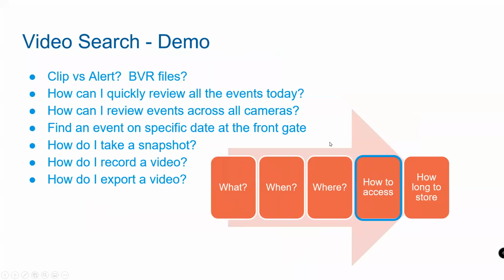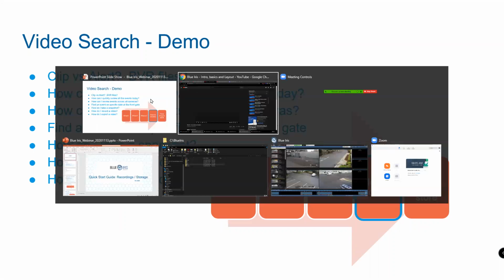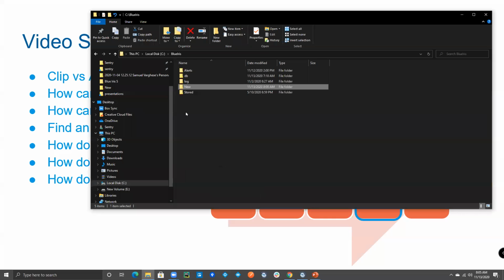Okay, so I'm going to start from the end, how to access, because once we share the details on how to record and store the videos, it's really about how you solve problems, looking back at the videos and quickly finding out what you're trying to find out. The connection I'm trying to make here is that computers think about files and folders. So here's my Blue Iris folder, and the default folders within Blue Iris are new, stored, the database, which you never want to mess with, and alerts.